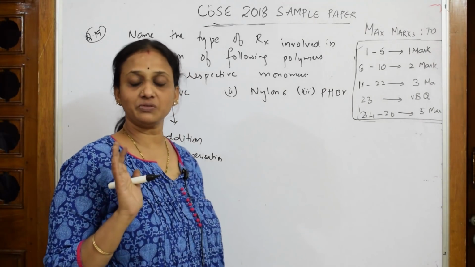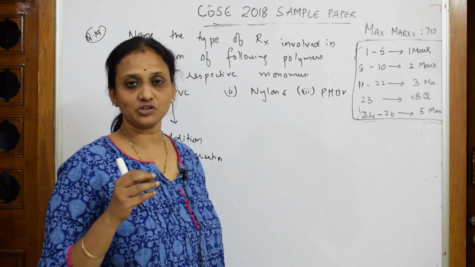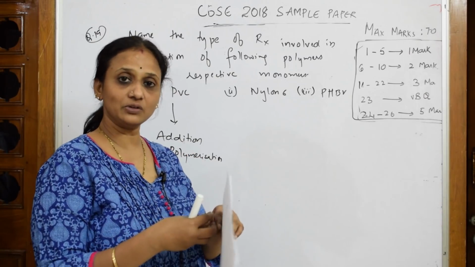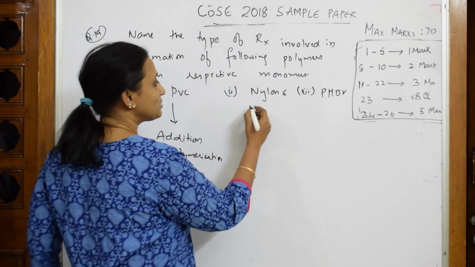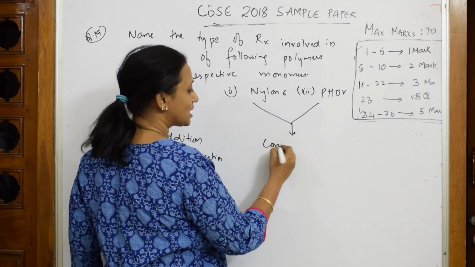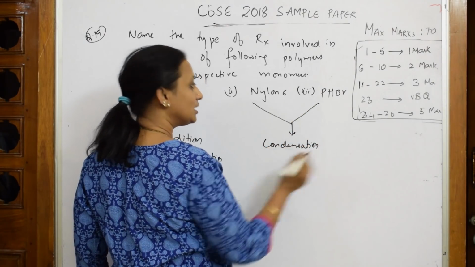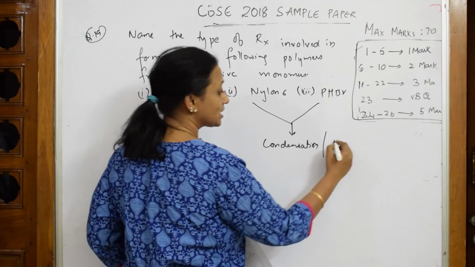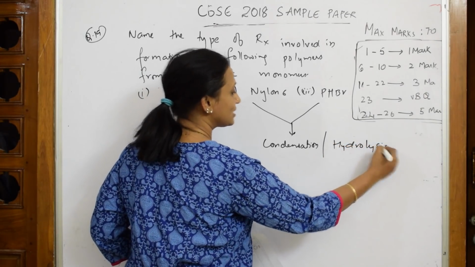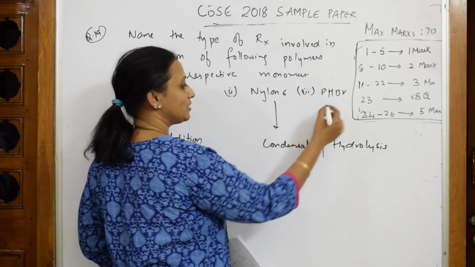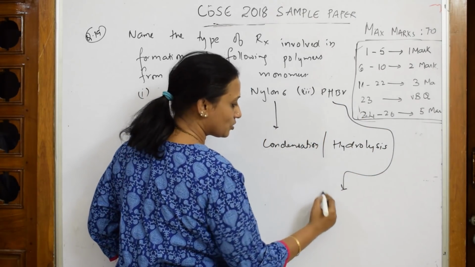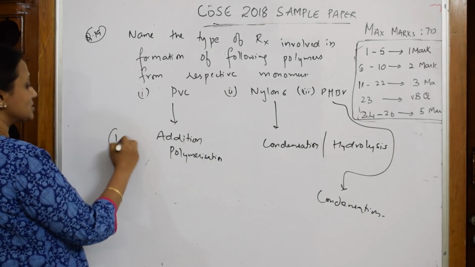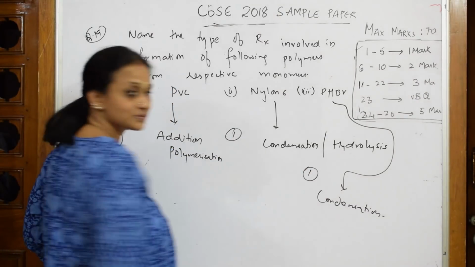Now nylon 6 and PHBV. We have learned nylon 6,6 and PHBV, polyhydroxybutyrate-co-valerate. Both are condensation polymers: the monomers combine together with removal of a water molecule. Here also you have a difference. In nylon 6, condensation and hydrolysis will happen, whereas PHBV is purely condensation only. So you can write this, and you'll get 1 mark for each.